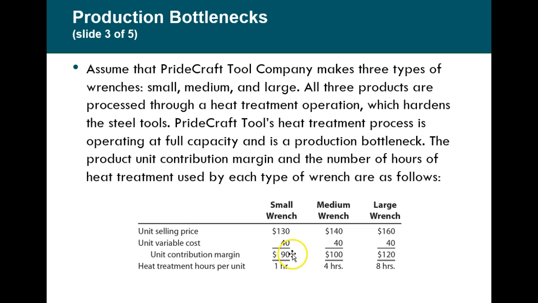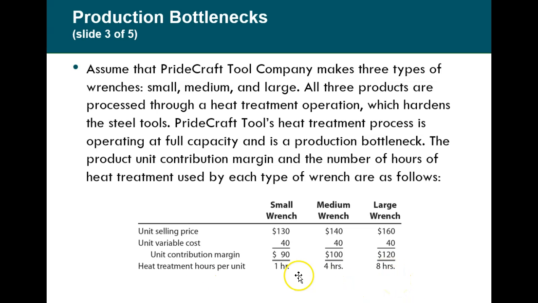On the small wrench, the contribution margin is $90, and the heat treatment hours per unit are 1 hour, okay? The medium wrench, contribution margin is $100, it's more, but it takes 4 hours to go through the bottleneck, okay? And then finally, the large wrench, the contribution margin here is $120, okay? That's like a third greater than the smaller wrench, but the heat treatment hours are 8 hours.